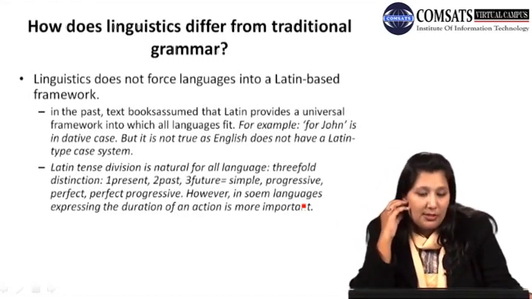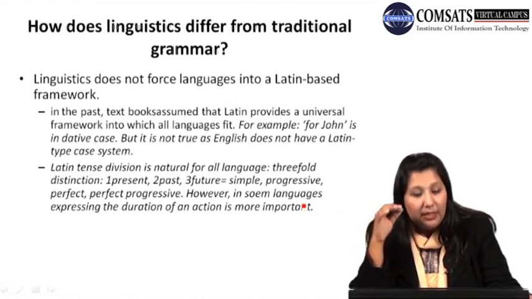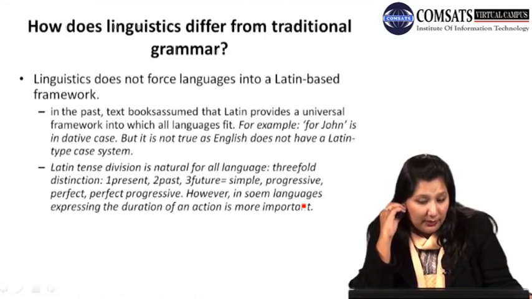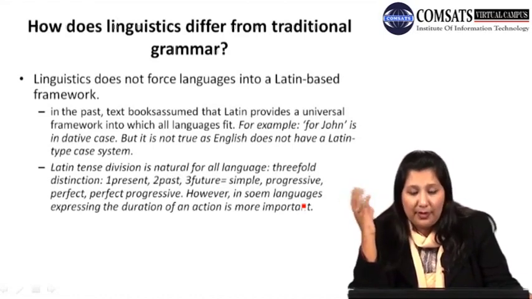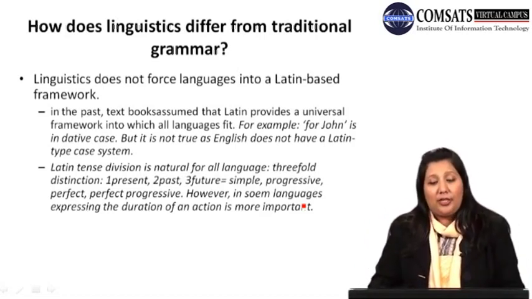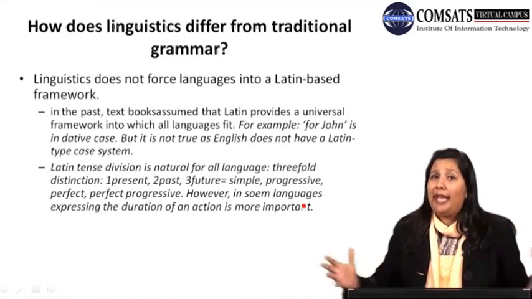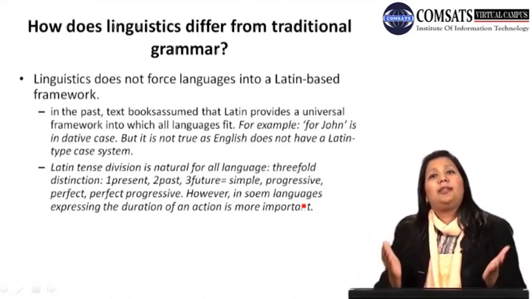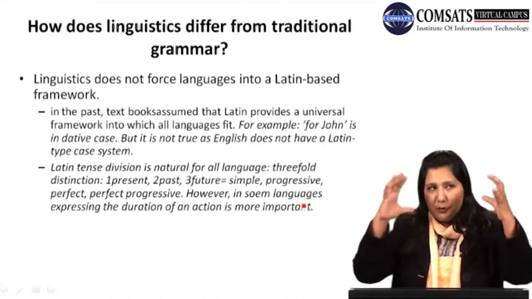In the past, textbooks assumed that Latin provides a universal framework into which all languages fit. For example, "for John" was called a dative case, but it is not true, as English does not have a Latin-type case system. Latin tense division was assumed natural for all languages: a threefold distinction of present, past, and future, with simple, progressive, and perfect progressive tenses. However, in some languages, expressing the duration of an action is more important. So linguistics allows you to be more creative, innovative, and flexible, rather than forcing you into some rigid system of a specific framework.